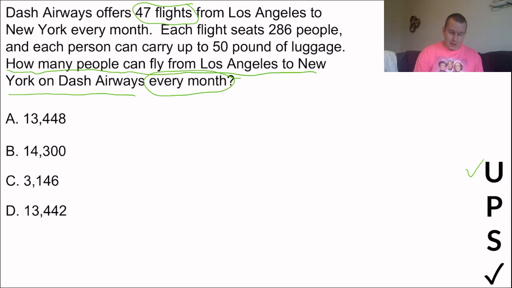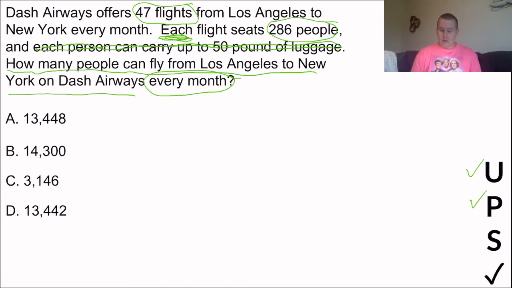Each is one of those key words we were talking about, right? Each is important. It can tell us whether it's multiplication or division. Each flight seats 286 people, and each person can carry up to 50 pounds of luggage. Knowing what I know from my problem, I don't think that's going to be super helpful, okay? I don't really need to know how much weight each luggage can hold. That's just kind of a distractor. Get that garbage out of here. So we've prepared the passage now, okay?